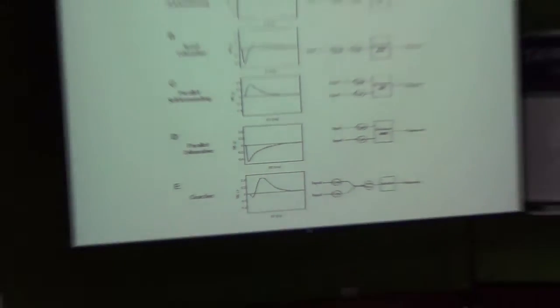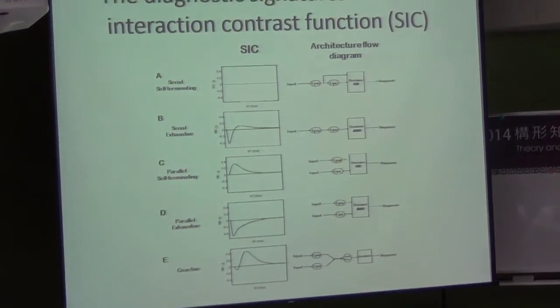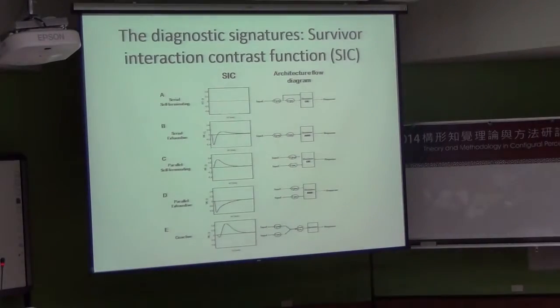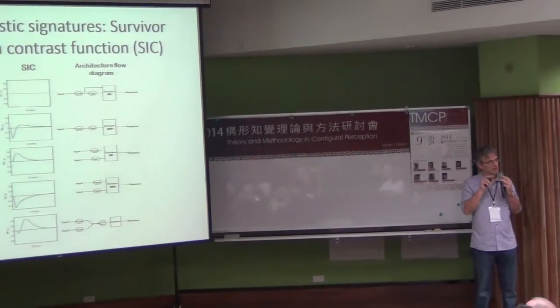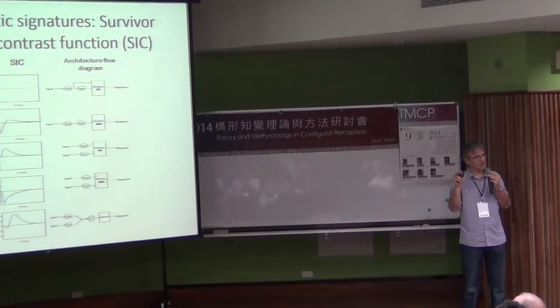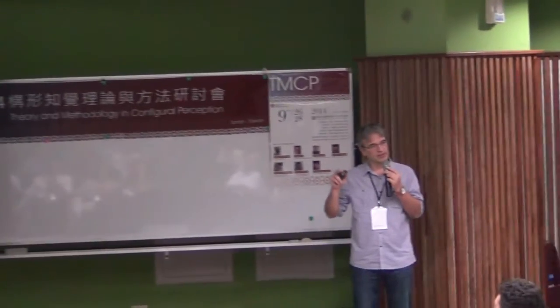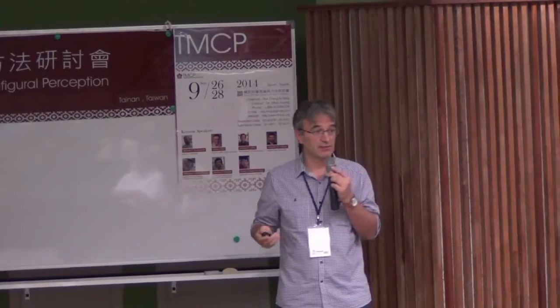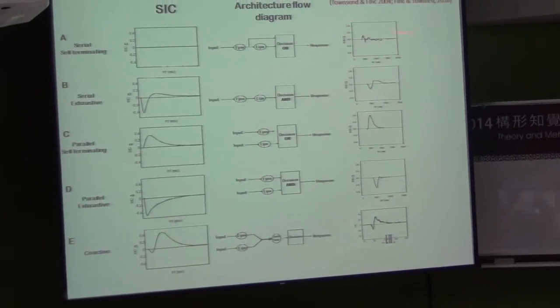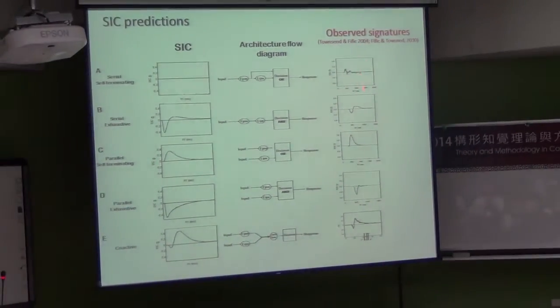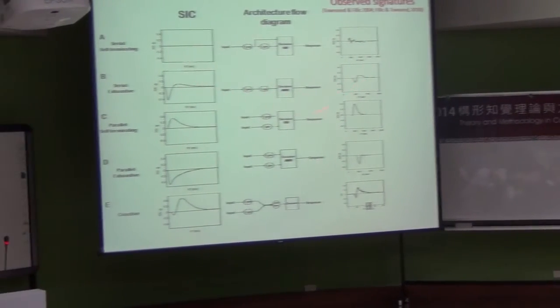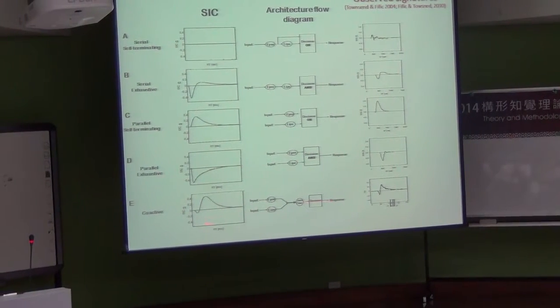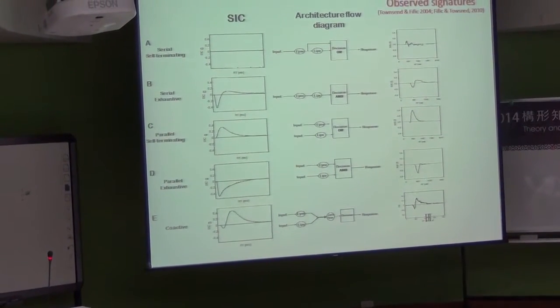So in this case, we linked different signatures revealed by the survivor interaction contrast function to different mental architectures. We need to better understand mental architectures to be able to label different levels of holistic or analytic processing of faces, or maybe similar stimuli. These are some of the observed signatures from real data across different research, and you see they correspond to what we can predict in the model. In general, it really works well.